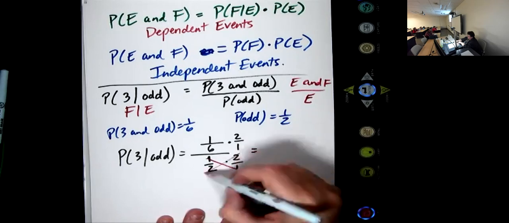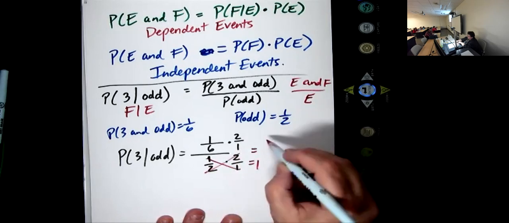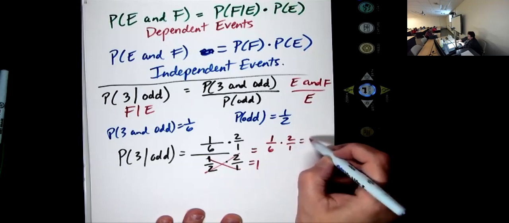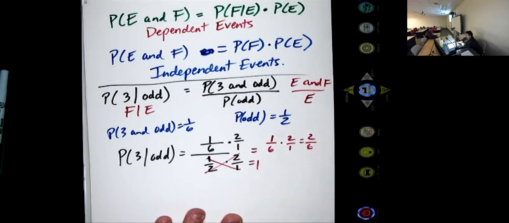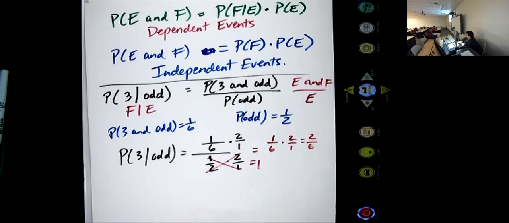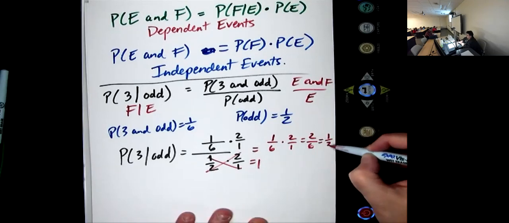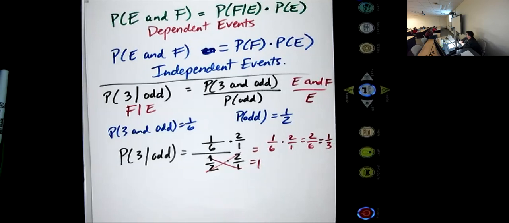This just multiplies to equal 1 on bottom. And we just have 1/6 times 2/1, which is 2/6. And if we simplify that, we get 1/3. Some little bit of fraction manipulation.